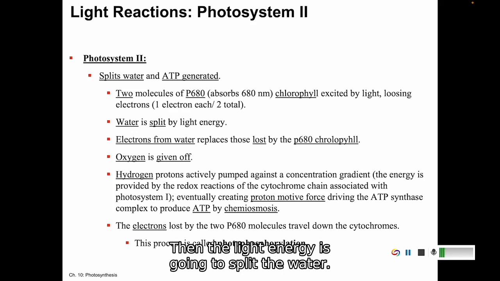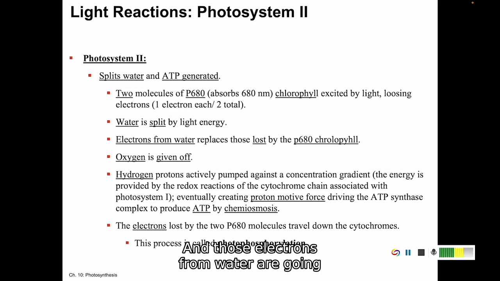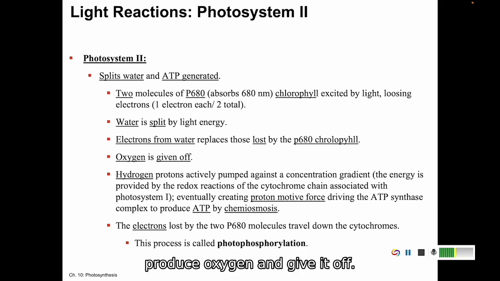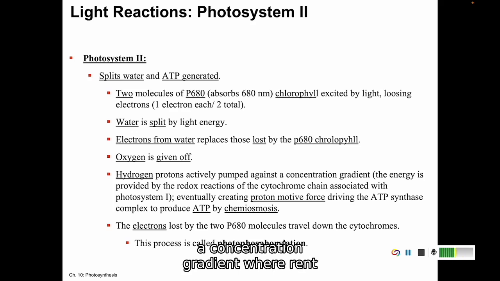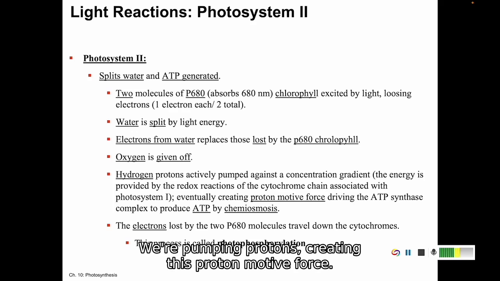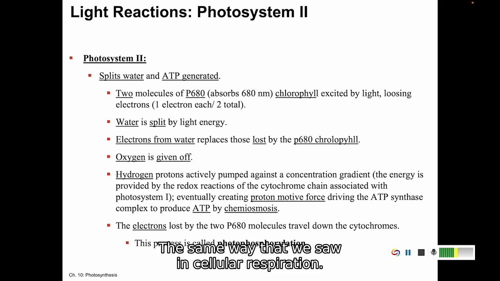Then that light energy is going to split the water, and those electrons from water are going to replace what P680 just gave up. When we split the water, we're going to produce oxygen and give it off. And then hydrogen is going to be pumped across a concentration gradient. So we are preparing an electron transport chain.